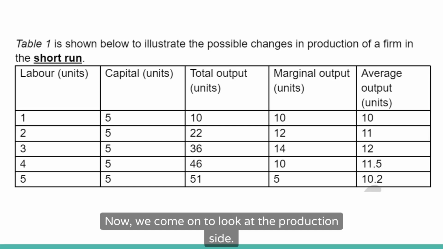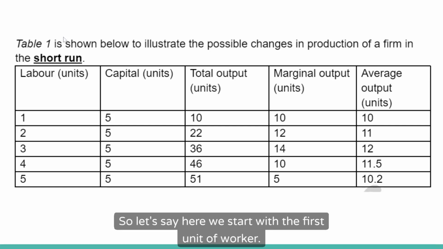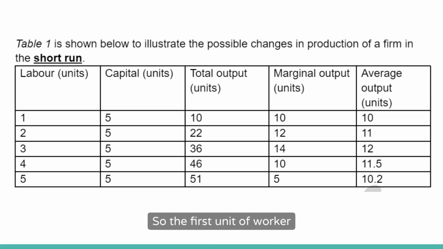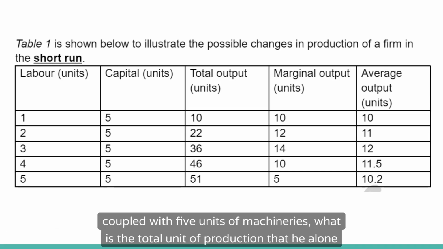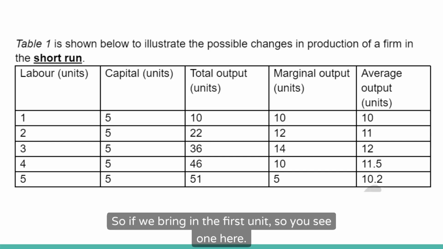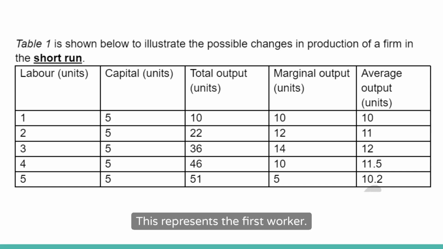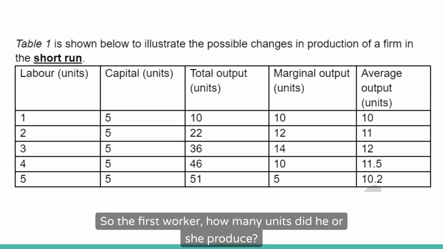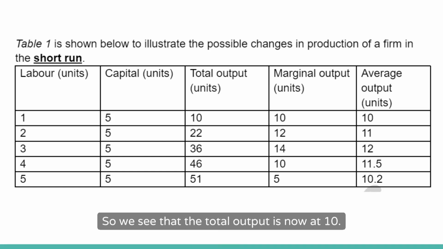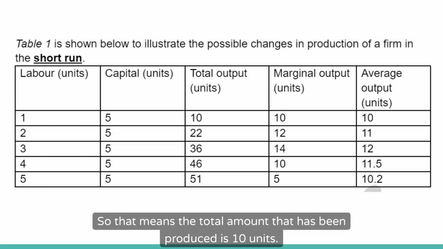Now, we come on to look at the production side, right? So let's say here we start with the first unit of worker. So the first unit of worker coupled with 5 units of machineries, what is the total unit of production that he alone produces? Right, so if we bring in the first unit, so you see 1 here, this represents the first worker. So the first worker, how many units did he or she produce, right? So we see that the total output is now at 10. So that means the total amount that has been produced is 10 units, right?